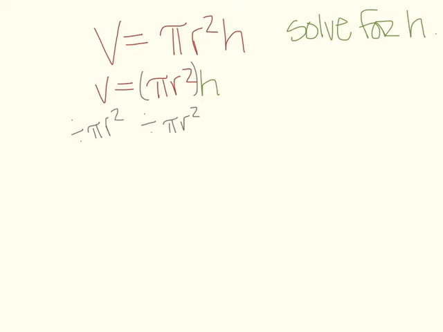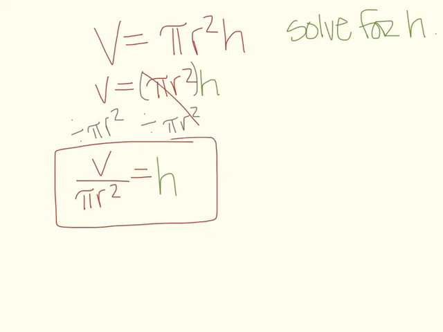So on the left we have v divided by pi r squared equals h. So this particular literal equation was quite simple to solve. It looked like it was going to be tricky because of the pi sign, the exponent, all those variables, but it ended up being basically a single step equation. We just needed to divide by the coefficient of the variable h.